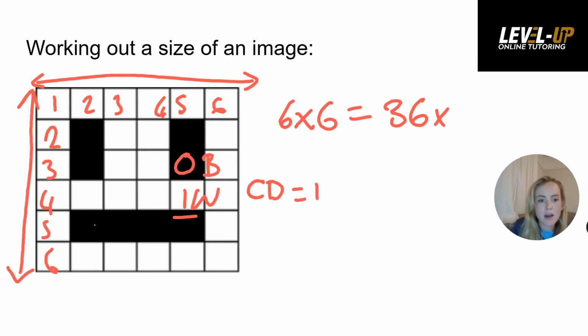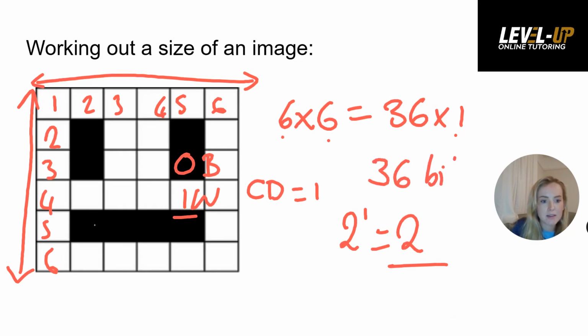So the size of this image is going to be the width times height times colour depth. Black is 0, white is 1. That's all I need. I don't need any other bits joined onto this because there's only 2 colours, only 2 outcomes. So all I did there was 2 to the power of 1. That will allow me to work out how many outcomes I need. So the size of this image is 36 bits.